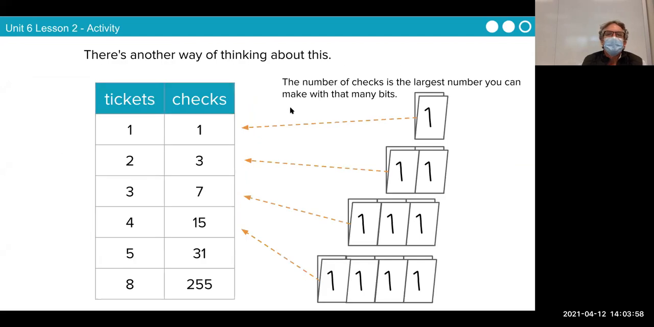Okay? There is another way of thinking about this. Binary. The number of checks is the largest you can make with that many bits. 1 bit, 1 answer. 2 bits, 3 answers. 3 bits, 7 answers, right? 8, but there is a 0 in there. 8 bits, 255, look familiar, right?